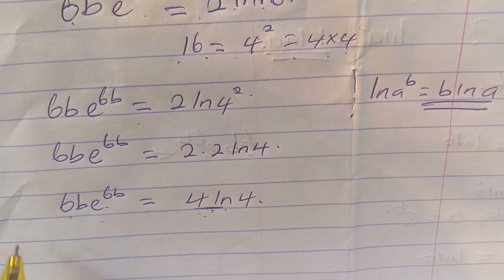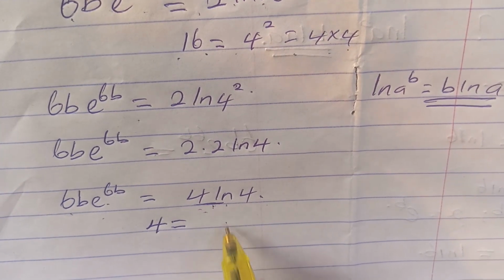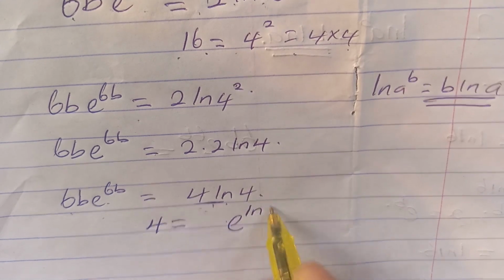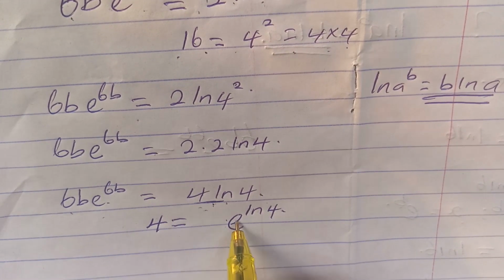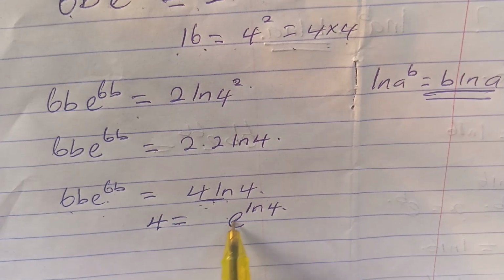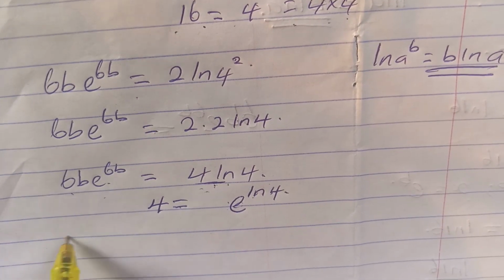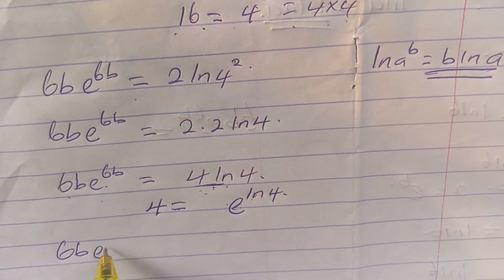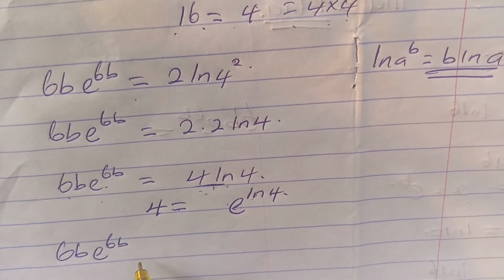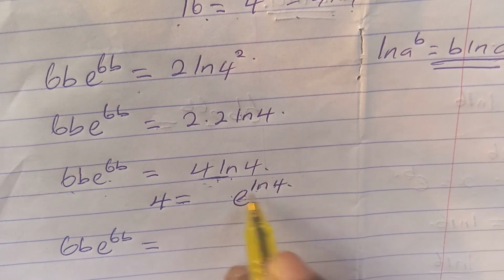So look at what I'm solving. 4 is equal to exponential ln 4, because this exponent will cancel this ln. So my 4 is equal to exponential ln 4. So if I do this, I have 6b exponential 6b is equal to, in the place of 4, I can put exponential ln 4.